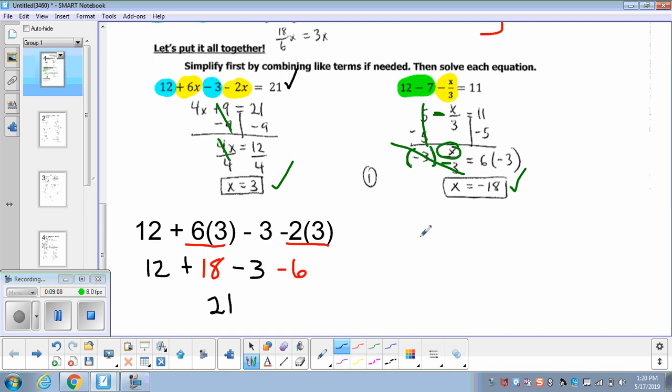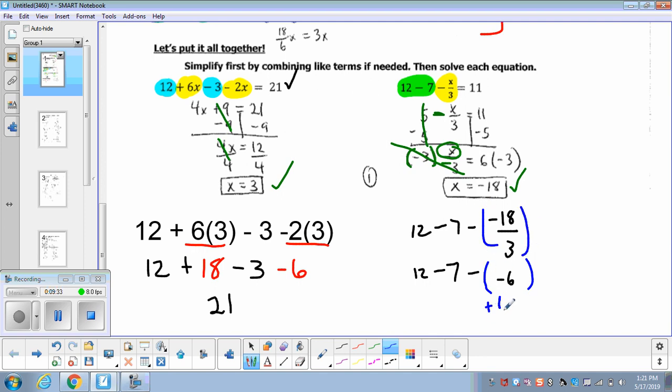Now over here, what we're going to do is take the 12 minus 7 minus, I got a negative 18 over 3. So this negative divided by positive is a negative 6. And I've still got the 12 minus 7 minus out in front of it. Now this minus negative, you're kind of used to seeing some parentheses here. And that turns it into a plus 6. So 12 minus 7. And now this is the plus 6.